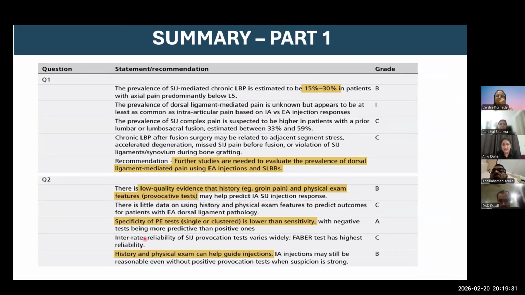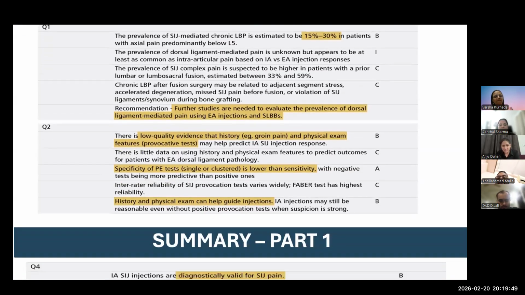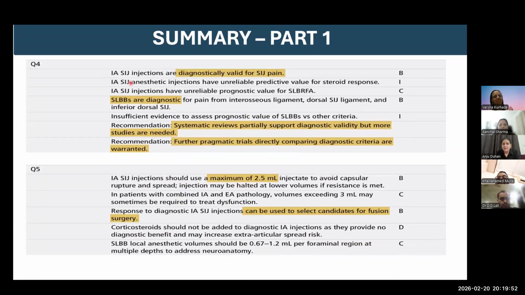There is low quality of evidence that history and physical examination features may help predict intra-articular SIJ injection response. The specificity of provocative tests is much lower than the sensitivity, with negative tests being more predictive than the positive ones. History and physical examination can help guide diagnostic injections, but they can be given even without positive provocation tests. The intra-articular SIJ injections are diagnostically valid for SIJ pain.